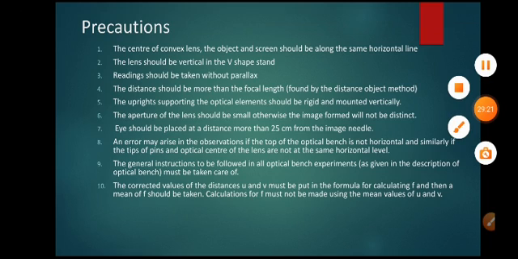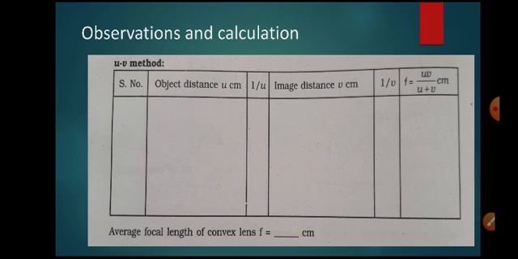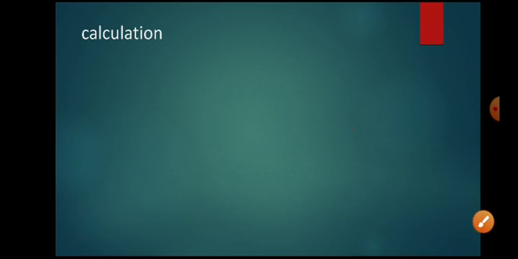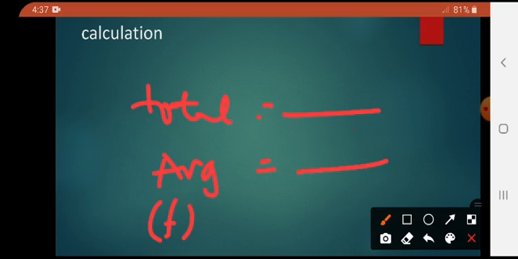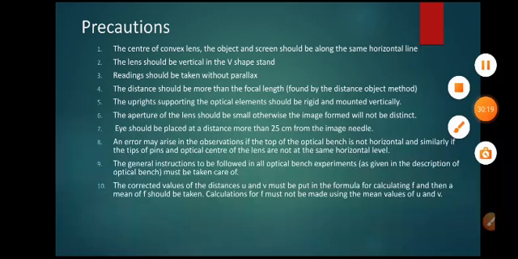So right here, first you have to calculate all the values from the graph, and from the formula using the u and v values. You have the u value, you have the v value, and now you have to find the f value by calculating. Now you have to take all the f's, take the total and the average value. This average gives the focal length. So the average focal length of the given convex lens is found in centimeters.